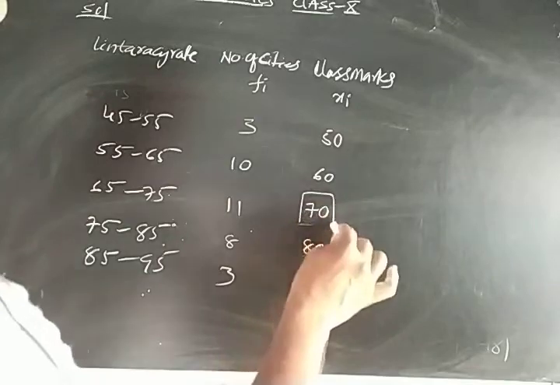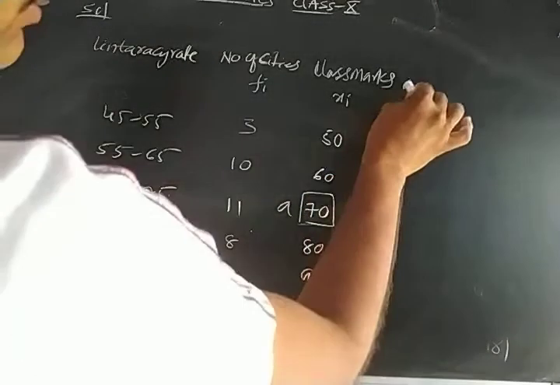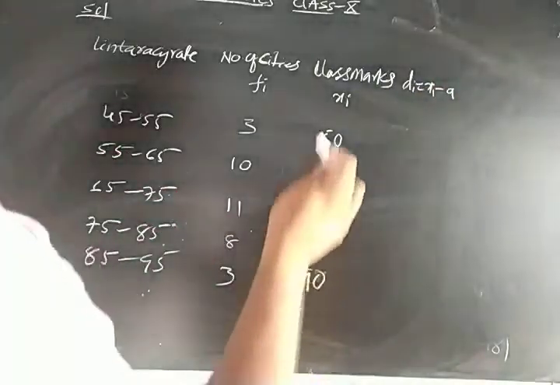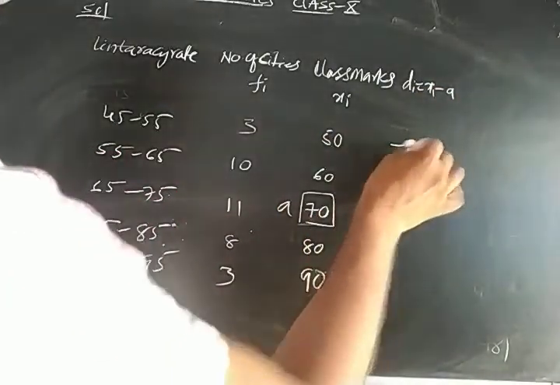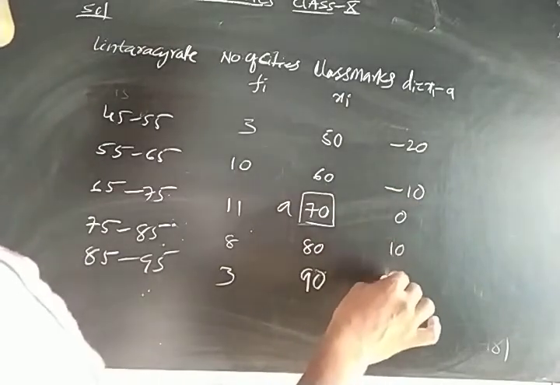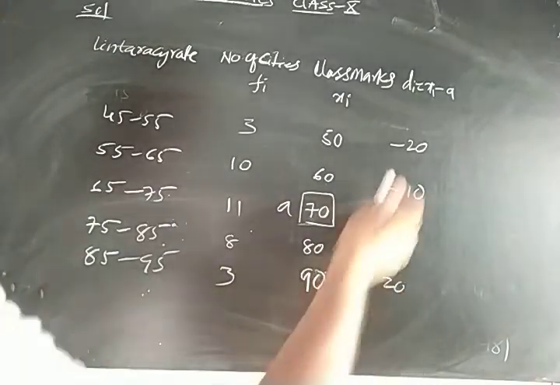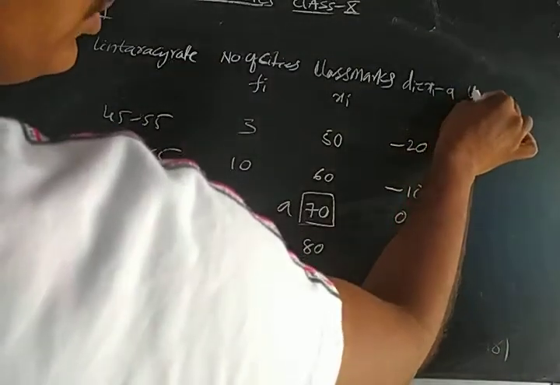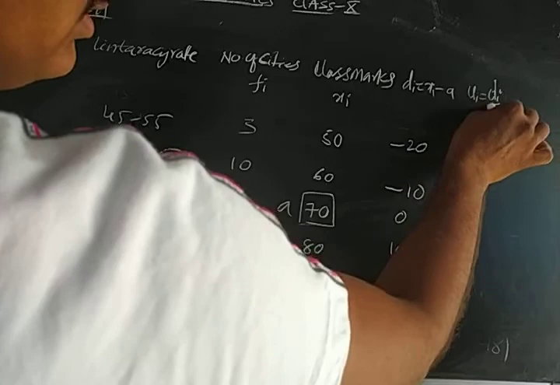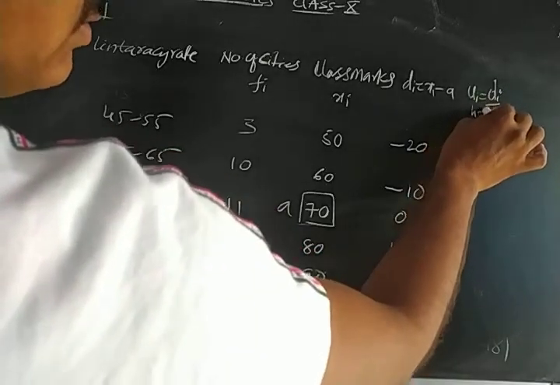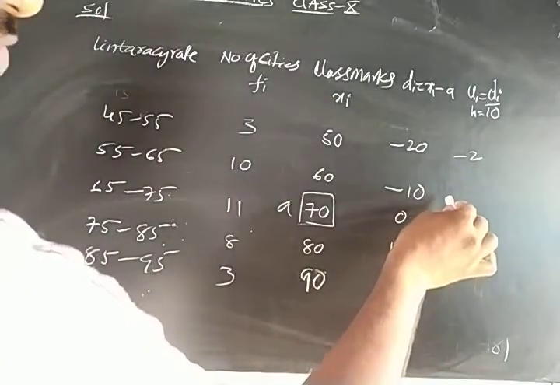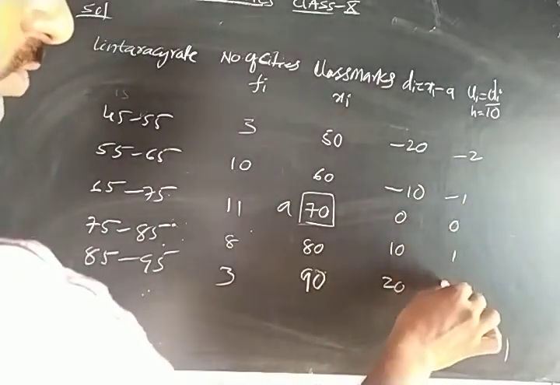Now I am choosing 70 as the assumed mean A. Now I am finding di, which is calculated as xi minus A. 50 minus 70 is minus 20, 60 minus 70 is minus 10, 0, 10, 20. Right, these are multiples of 10. So I am finding ui equal to di by h, which is 10. So dividing by 10: minus 2, minus 1, 0, 1, 2.